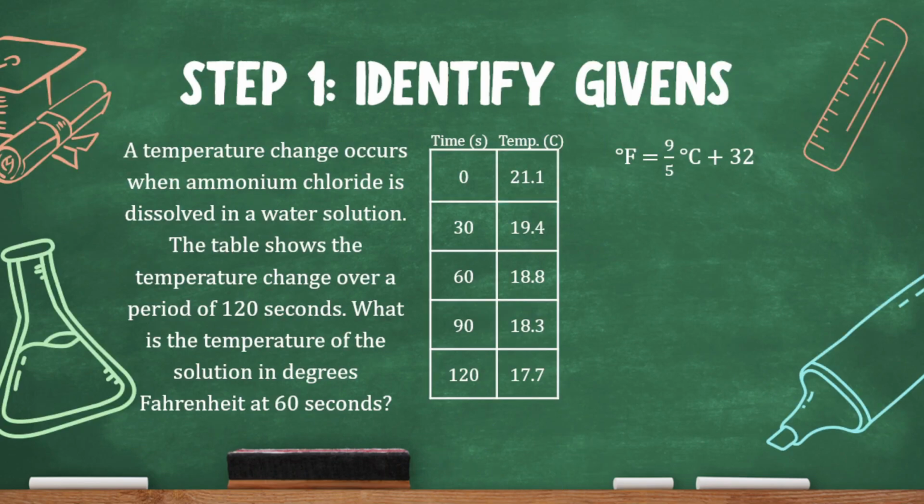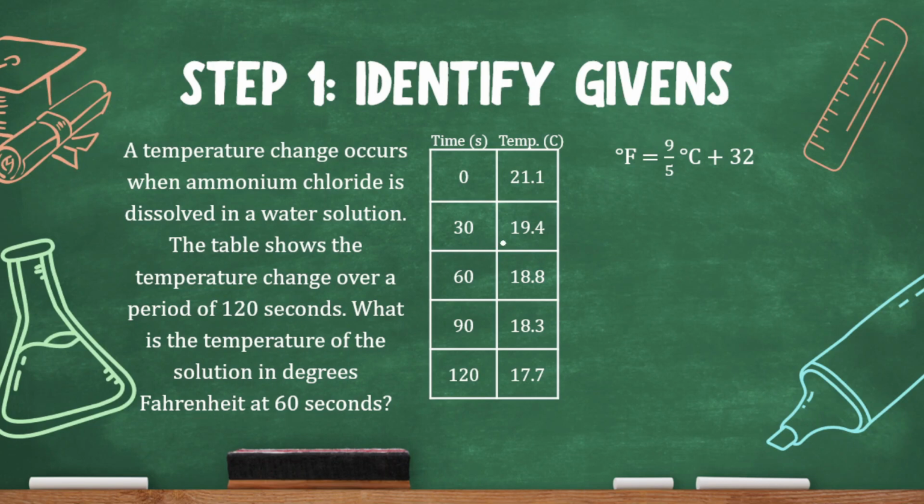A temperature change occurs when ammonium chloride is dissolved in a water solution. The table shows the temperature change over a period of 120 seconds. What is the temperature of the solution in degrees Fahrenheit at 60 seconds? So we have a lot of information here, more than we're actually going to use. It only wants the temperature of the solution in degrees Fahrenheit at 60 seconds.